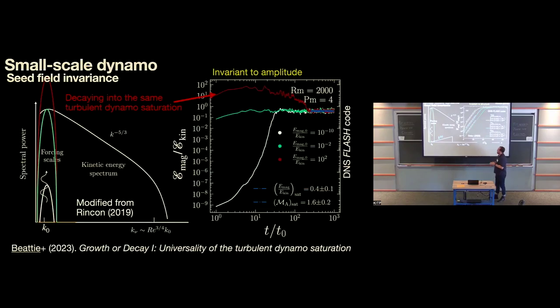So what about if you do something else? What about if you fix your k-space structure and then you just change the amplitude? Well, actually exactly the same thing happens again. The dynamo is universal to both seed field amplitude and seed field structure. So you can decay into the same saturation that you would grow into. This is beautiful. This is a beautiful aspect of the turbulent dynamo. Very, very universal in the way that it saturates a magnetic field and holds it at that saturation.